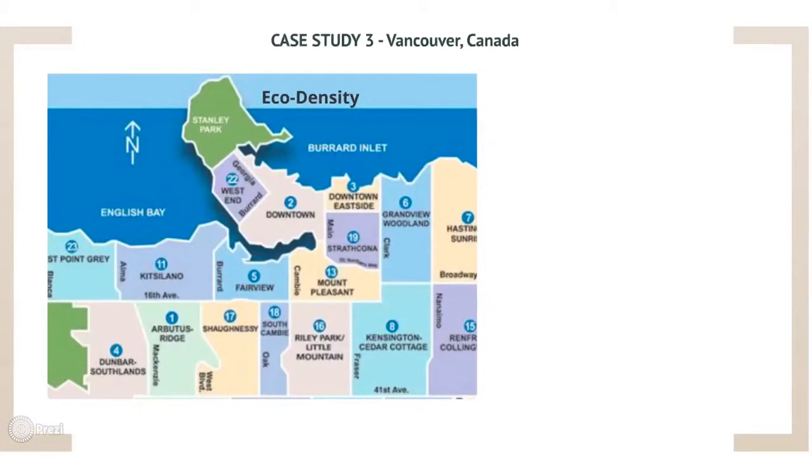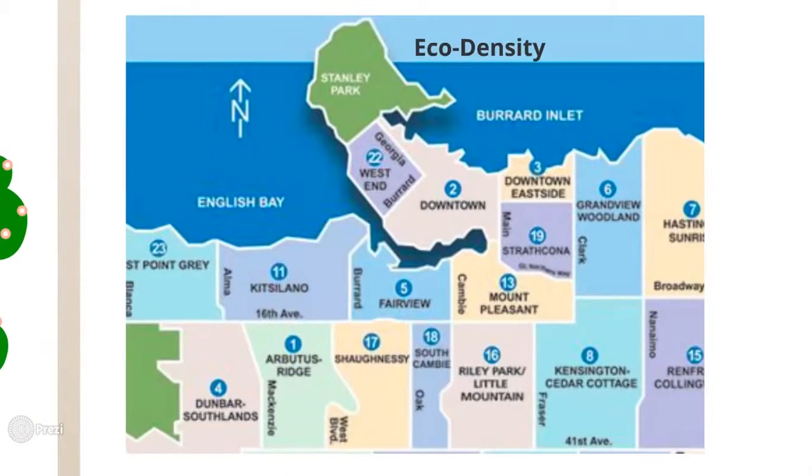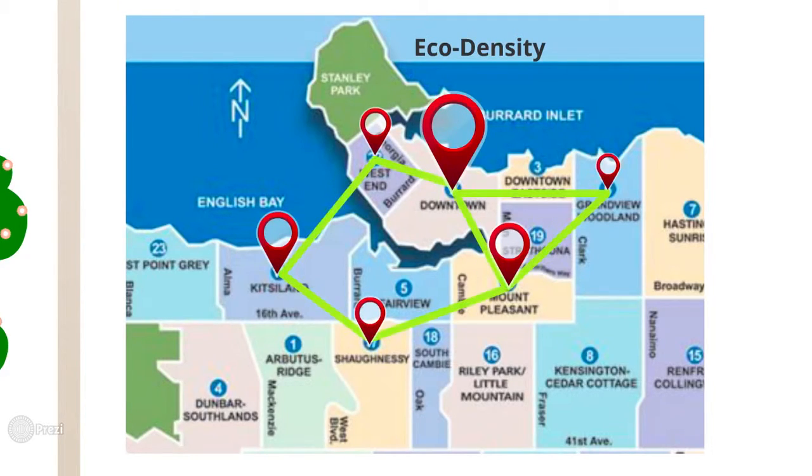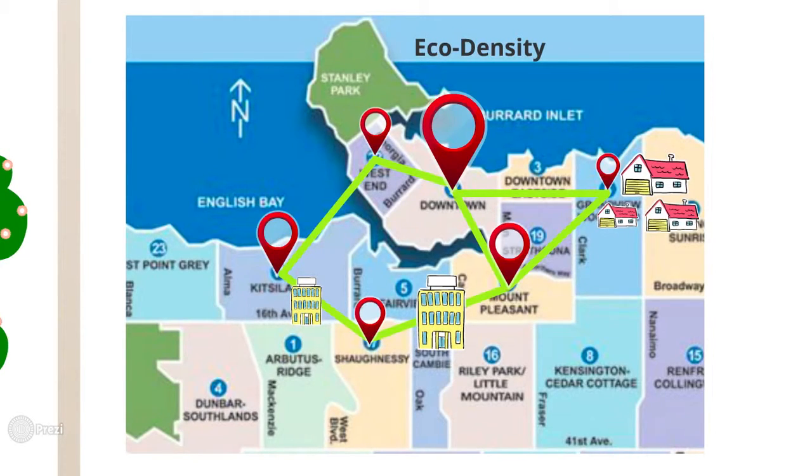Vancouver, Canada, is a rapidly growing city and experienced major housing stress. They approached affordable housing by creating nodes as focal points for jobs, amenities, and transport. Their eco-density strategy aimed to spread the city's rapid growth evenly across the city. It encouraged high-density development along transit corridors and near existing services and facilities. They rezoned single family areas to permit infill housing.